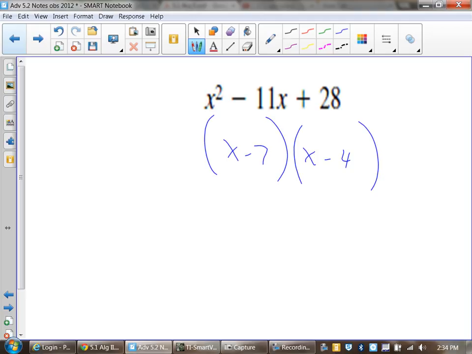Remember, if you're multiplying together to get a positive, and your middle number is negative, that means they both have to be negative. So if it was equal to 0, then it'd be 7 and 4. Very good. If this said equal to 0, just like Hunter said, your zeros would be 7 and 4. What are your x-intercepts? 7 and 4. What's your axis of symmetry? 5 and a half. Very good. 5.5.